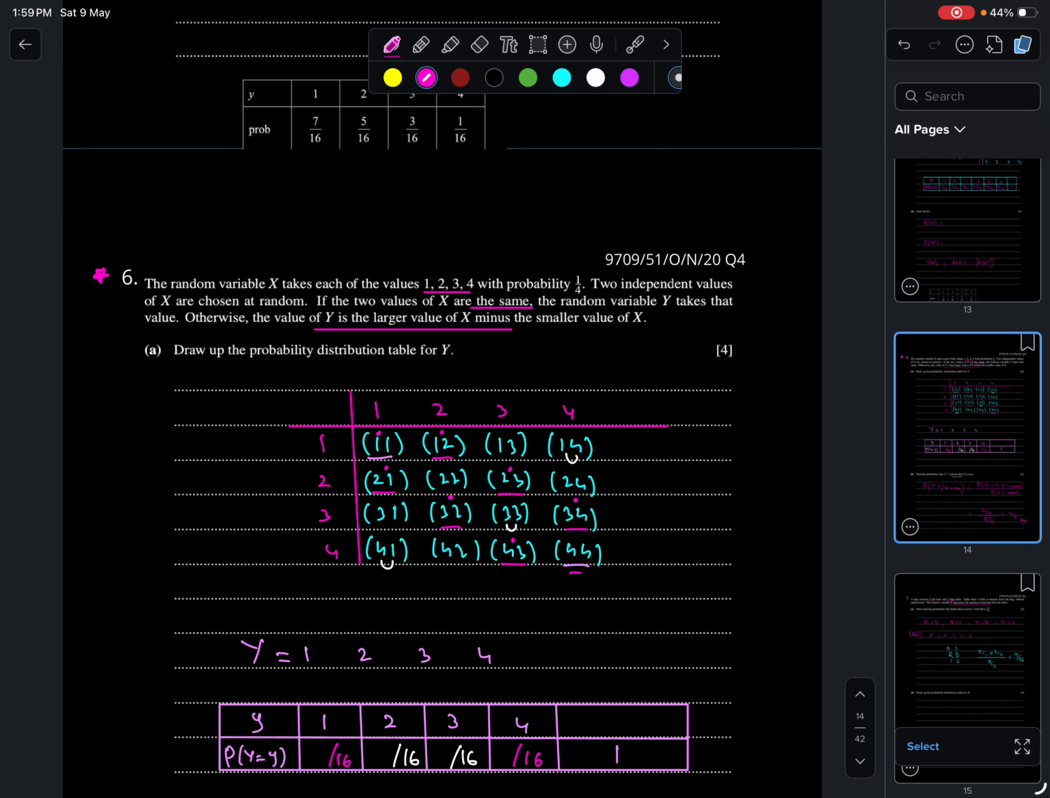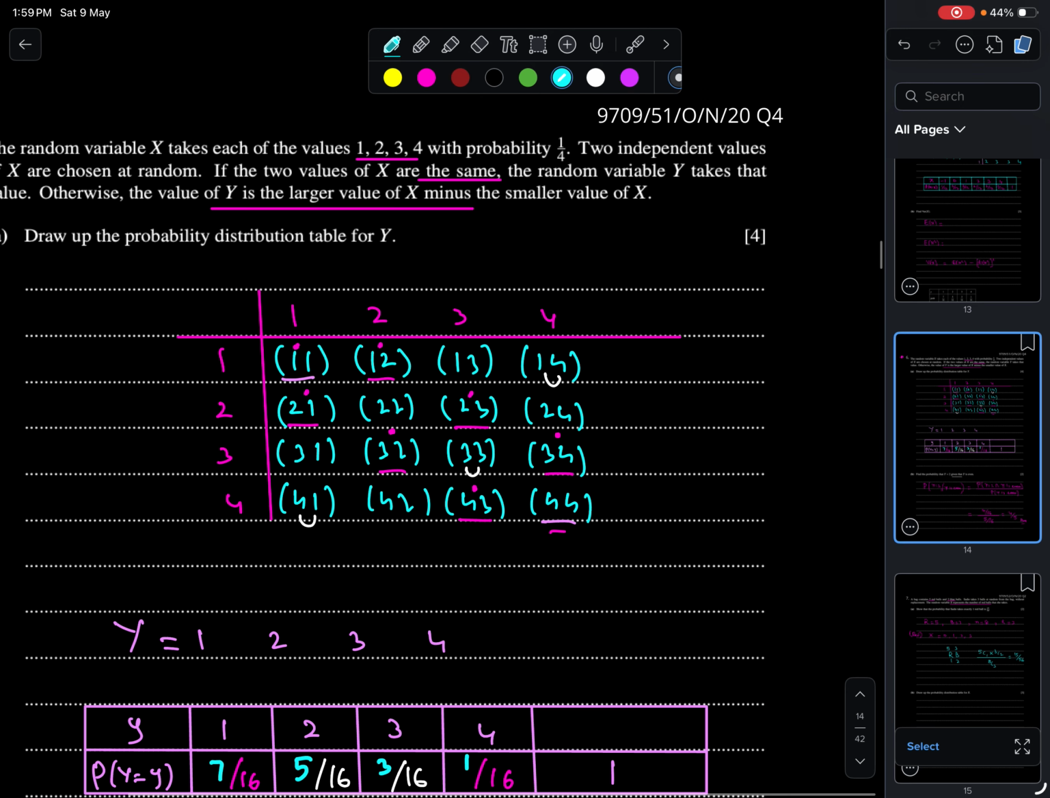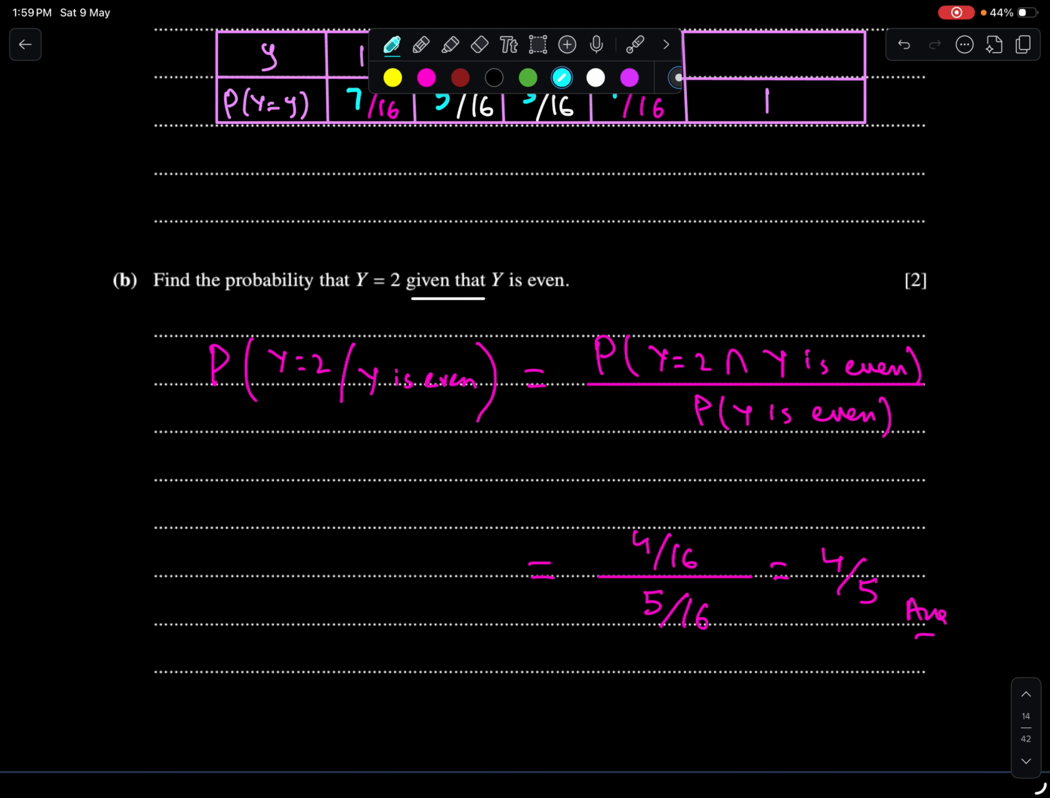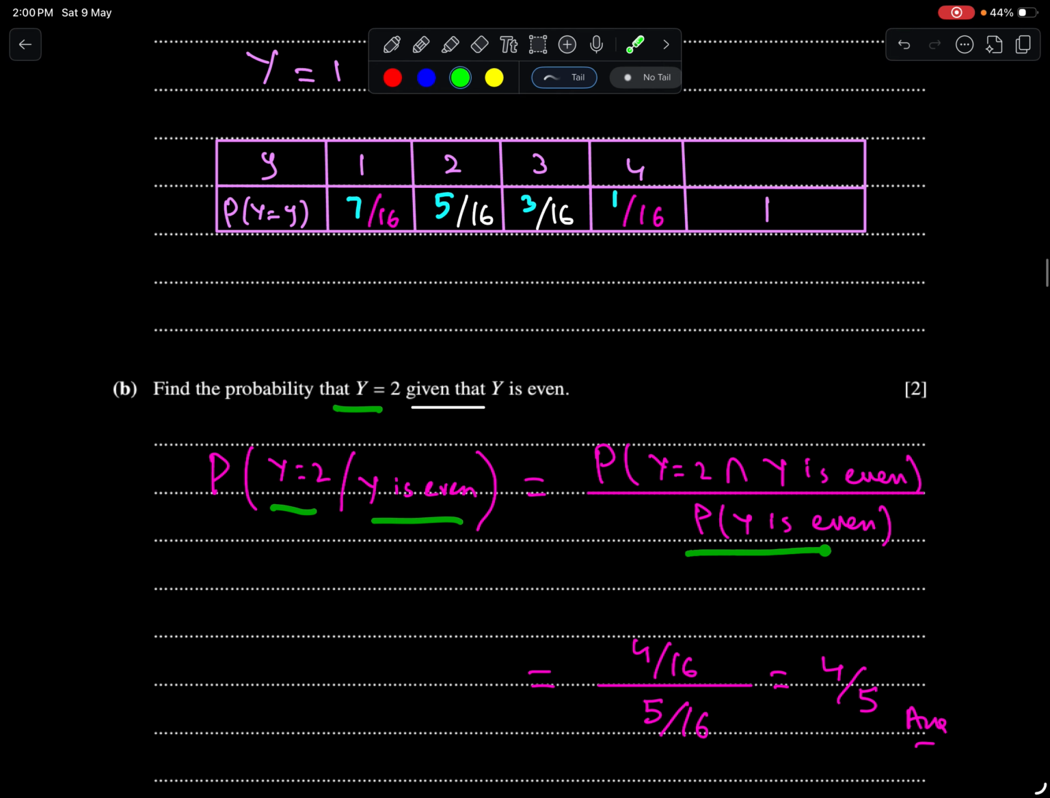Okay. So 7 upon 16, because 7 dots, 5, 3, 1. Now you can easily get conditional probability. Find the probability that y is 2 given that y is even. So this is so simple. Y is even means 4 and 2. So just add these two numbers' probability.